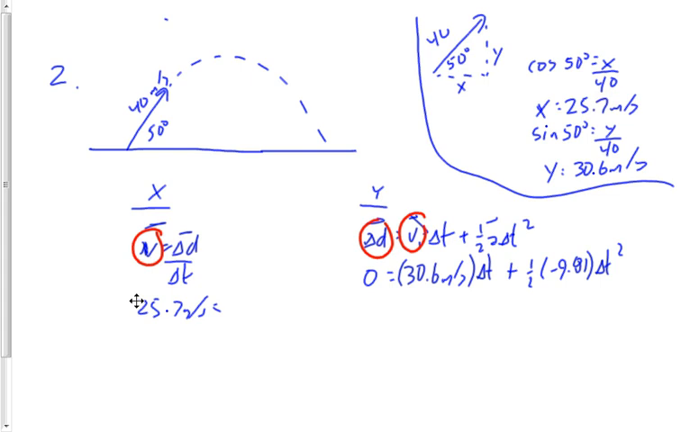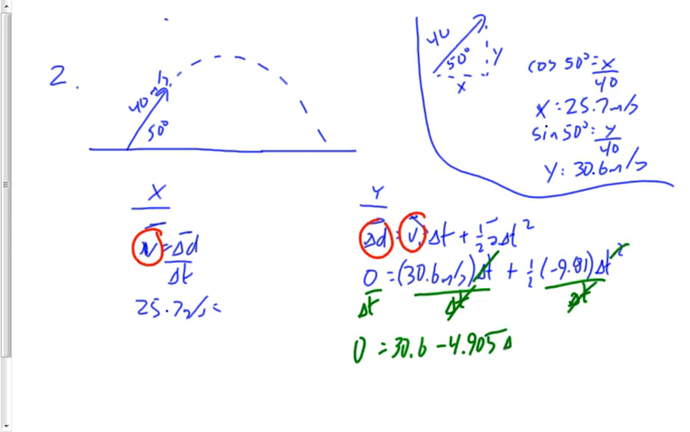If we divide everything here by t, okay, this cancels out to be 0. T's cancel out here. We get 30.6. One of the t's cancels out here. 4.905 times t. When we solve for the time there in question number 2, we end up getting 6.2 seconds. Which we're going to turn around and plug back into here. Delta D over 6.2. We solve for delta D. 6.2 times 25.7 works out to be about 160 meters.